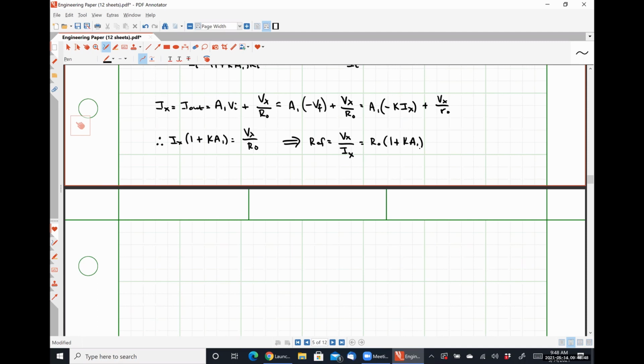Just to recap things, in order to have a good feedback voltage amplifier, we need to have a very high input resistance and a very low output resistance, which is why we boost the input resistance with negative feedback and we shrink the output resistance with the negative feedback for the feedback voltage amplifier.